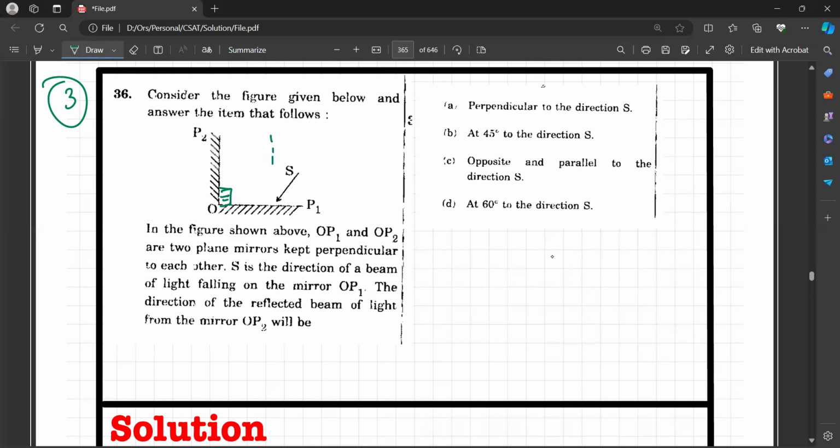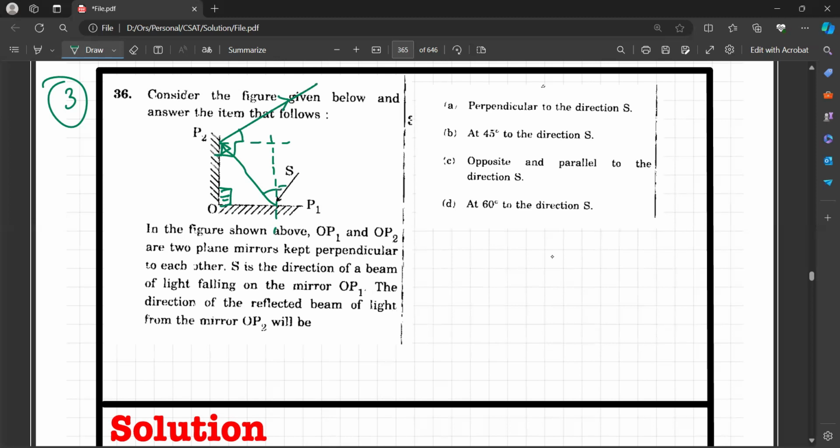So we know this mirror property: we draw a normal to it, a perpendicular. If this is the ray, then it gets reflected like this, making the same angle. We call it the angle of incidence and angle of reflection. Now from here we draw the normal again, the perpendicular, and reflect it like this. So these two angles are the same.